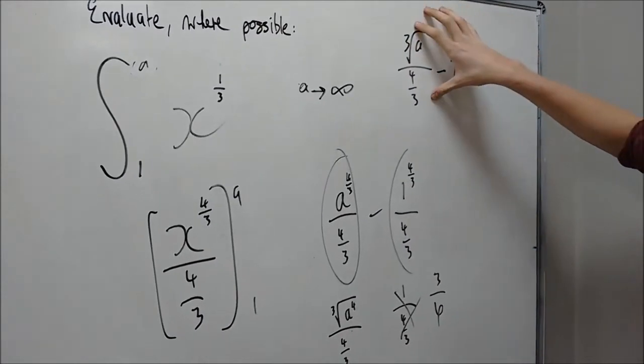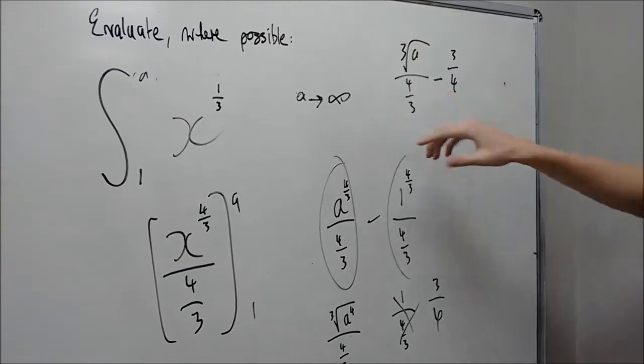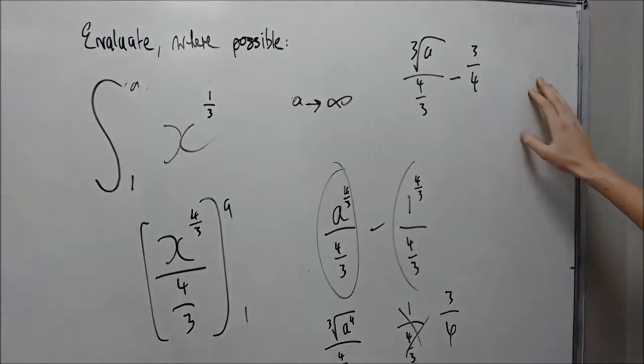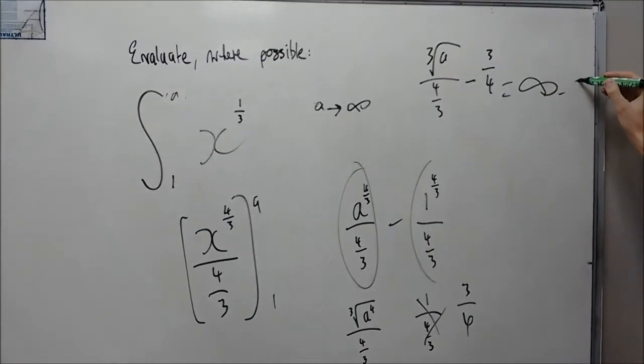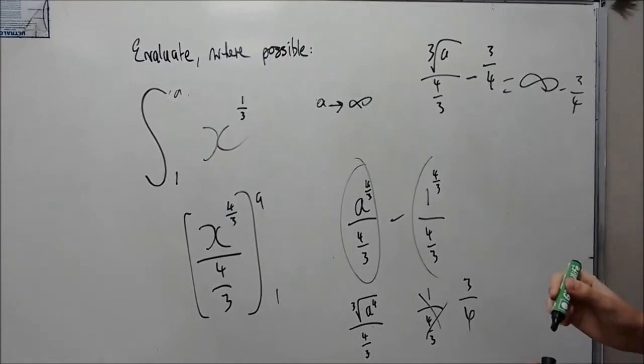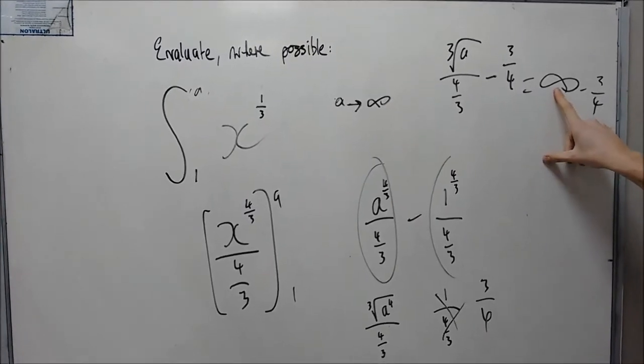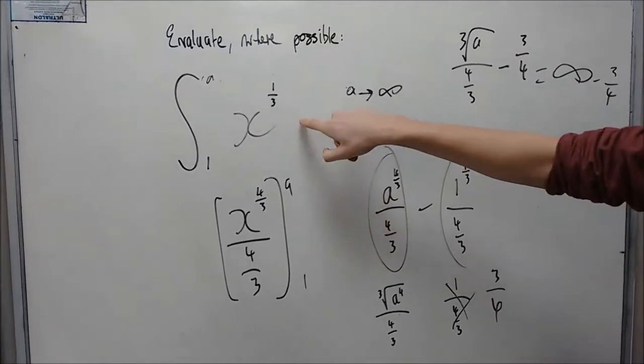But now we've got both parts because it's on the numerator, and so it's actually getting bigger as a tends towards infinity. And so the answer actually tends towards infinity minus 3 over 4, which is impossible. So you can't have infinity in that equation. And so this integration is not possible.